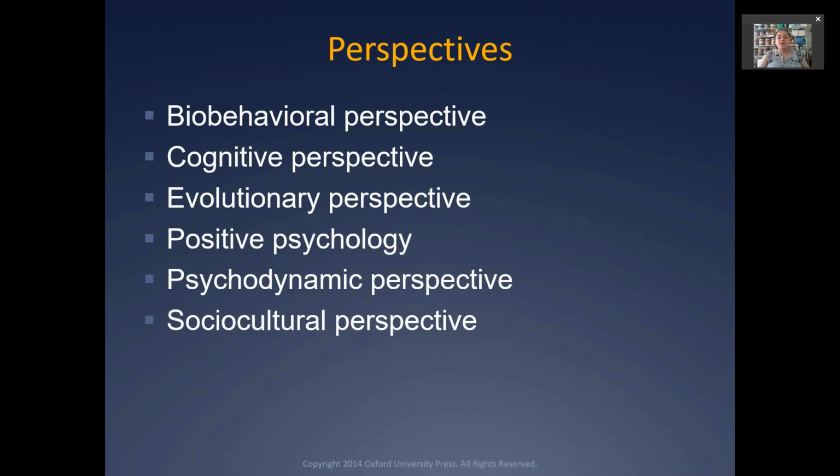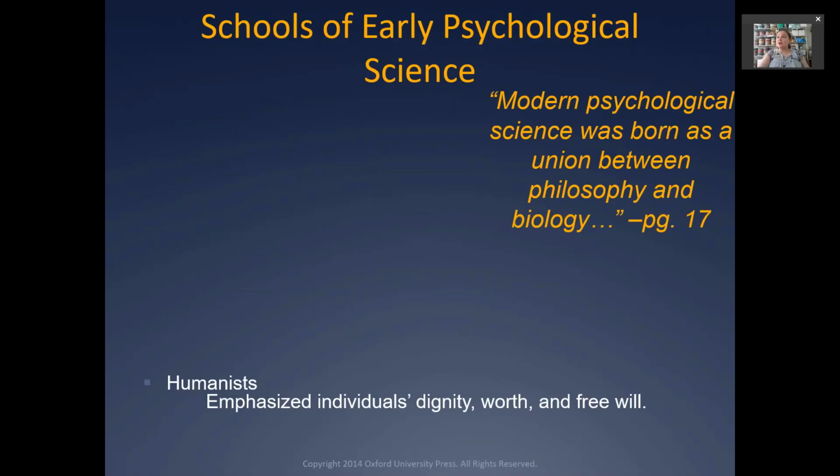Great. All right, but where did psychology come from? So there are different schools of early psychological science. So first we had structuralists, and they studied the content of the mind. So they studied the content of the mind in a scientific manner. Some examples of this include Edward Titchener, who introduced something called introspection, looking within to study the mind in a scientific manner.